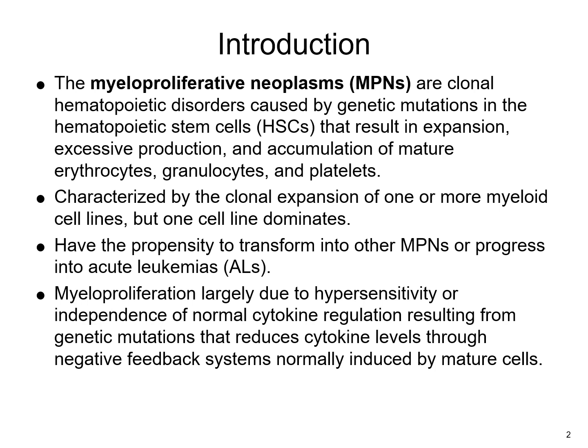And so they are genetic mutations in the hemopoietic stem cells that will actually result in an expansion, excessive production, and accumulation of mature erythrocytes, granulocytes, and platelets. So it's just going to put out too many of those cells into production. You're going to have those high counts in all of these cells. It is characterized by the clonal expansion of one or more myeloid cell lines, but usually just one of those cell lines will dominate. And that cell line is going to continue to have that genetic mutation.